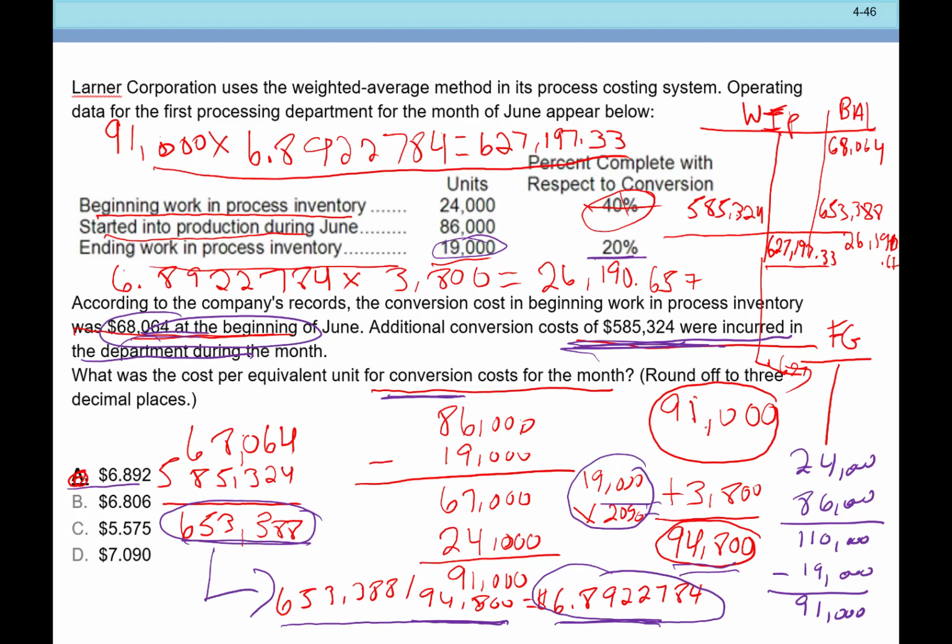And just to check that number, I take the 6.8922784 times the equivalent units of 3,800, and I get 26,190.657. Close enough? I'll take it. I'm 2 cents off, whatever. There's probably some rounding somewhere in there.